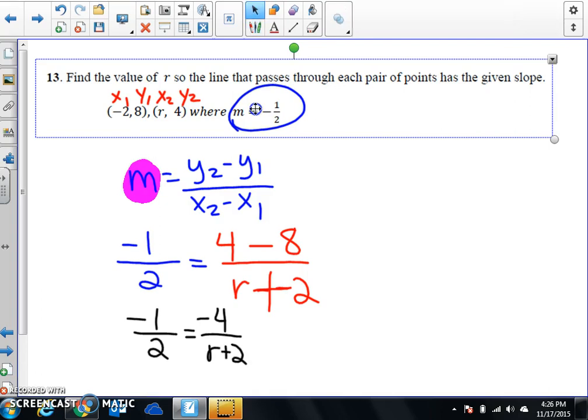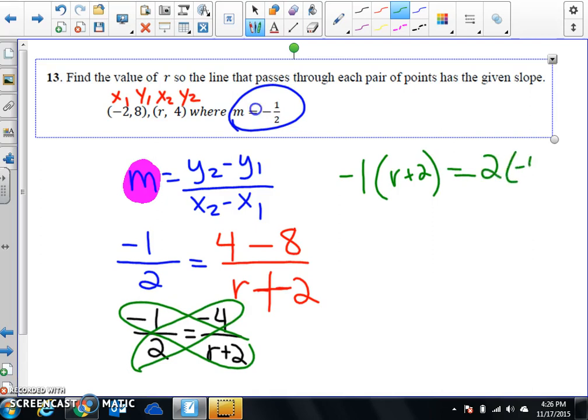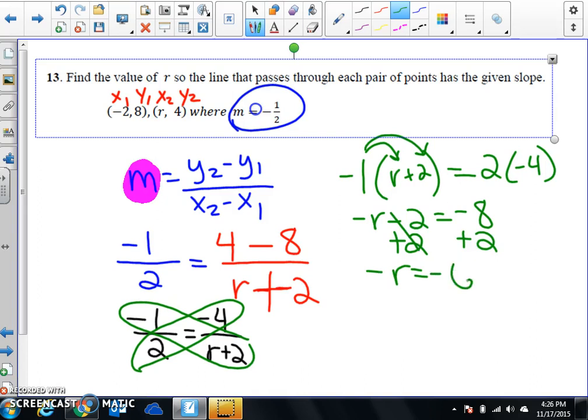plus 2. Now, you should remember when you have complex fractions and you need to solve, you cross multiply. So this is negative 1 times r plus 2 equals 2 times negative 4. Okay, distribute. Negative 1 times r is negative r. Negative 1 times 2 is negative 2. And then 2 times negative 4 is negative 8. I add 2, and I divide by negative 1. r equals a positive 6.